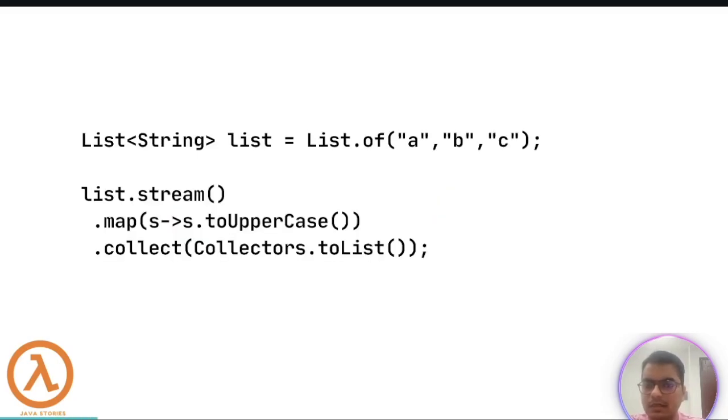So consider this is a list of strings ABC, and if I have to do the uppercase of all the elements in the list of strings, how will I do it with the help of stream APIs? Very simple, list of stream dot map, and then we just do the collect with collectors.toList. So what we will see now is how the breakup of this collectors.toList happens.